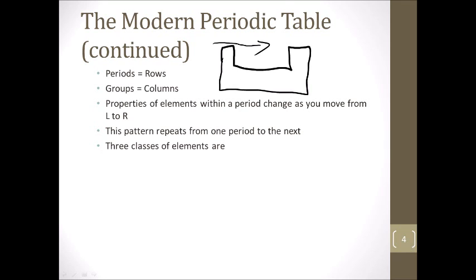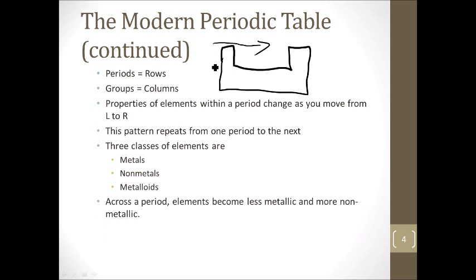All right. We're going to talk about three classes of elements, or three main groups. And those are metals, nonmetals, and metalloids. And as you go across the periodic table, across a period, elements become less metallic and more nonmetallic, because our metals are on this side and our nonmetals are here, and the metalloids are kind of in between. So as we go this way, they're metallic here, becoming less metallic and more nonmetallic.